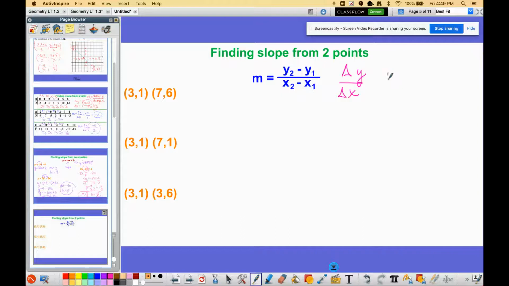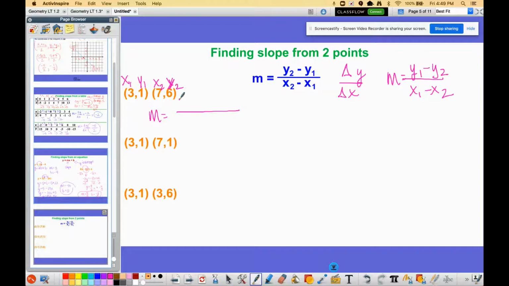But we do y2 minus y1 over x2 minus x1. You may have learned, and I have seen this in some books, where they write it as y1 minus y2 over x1 minus x2. It doesn't really matter as long as you decide which one is your first coordinate and which one is your second. So let's start with this first one here. This would be x1, y1, x2, y2.